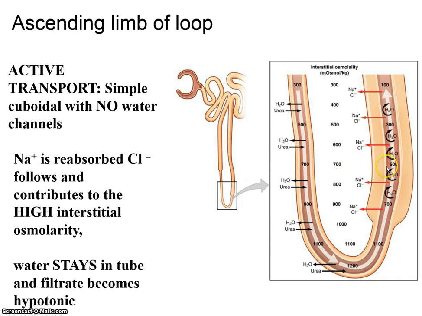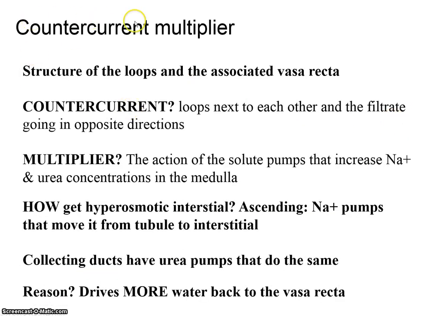So sodium is reabsorbed, chloride follows, and this contributes. So these solutes help maintain this high concentration here in the interstitial. Water stays in the tubules, and the filtrate becomes hypotonic. All right, we call this the countercurrent multiplier. This consists of, again, because the structure of the loops are very, very close to each other, they're doing opposite things.